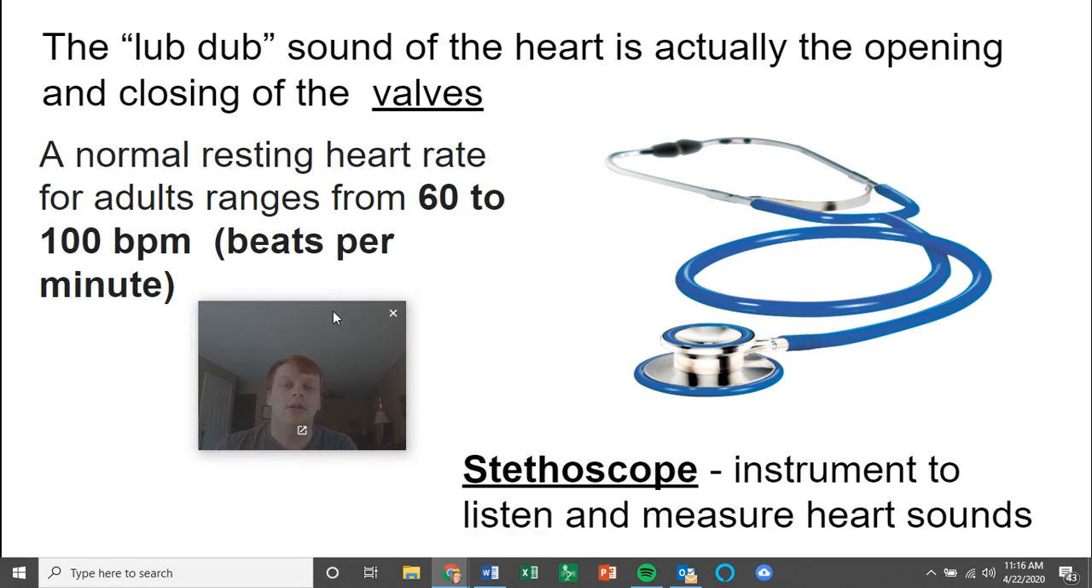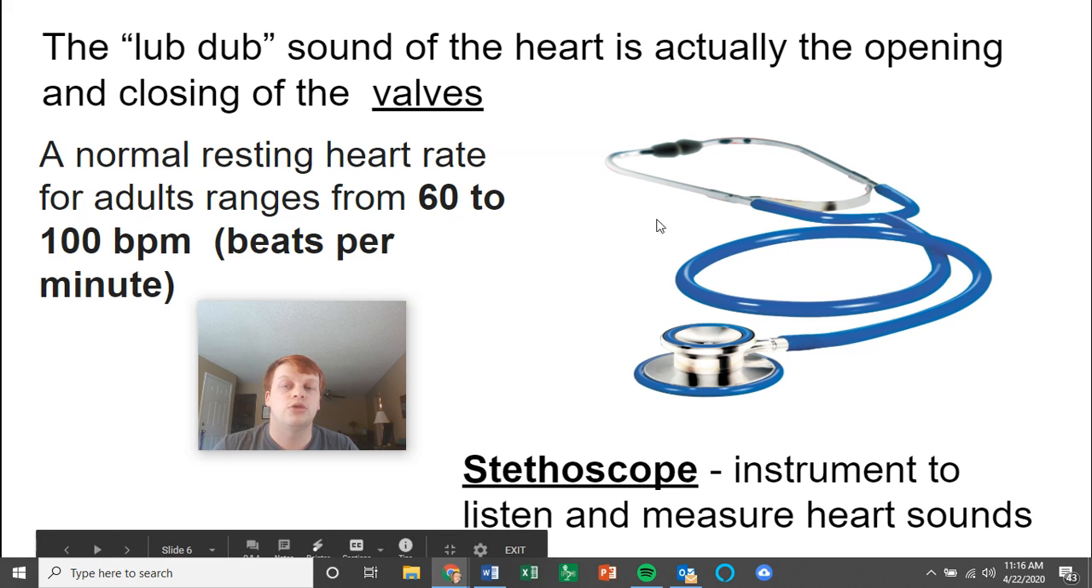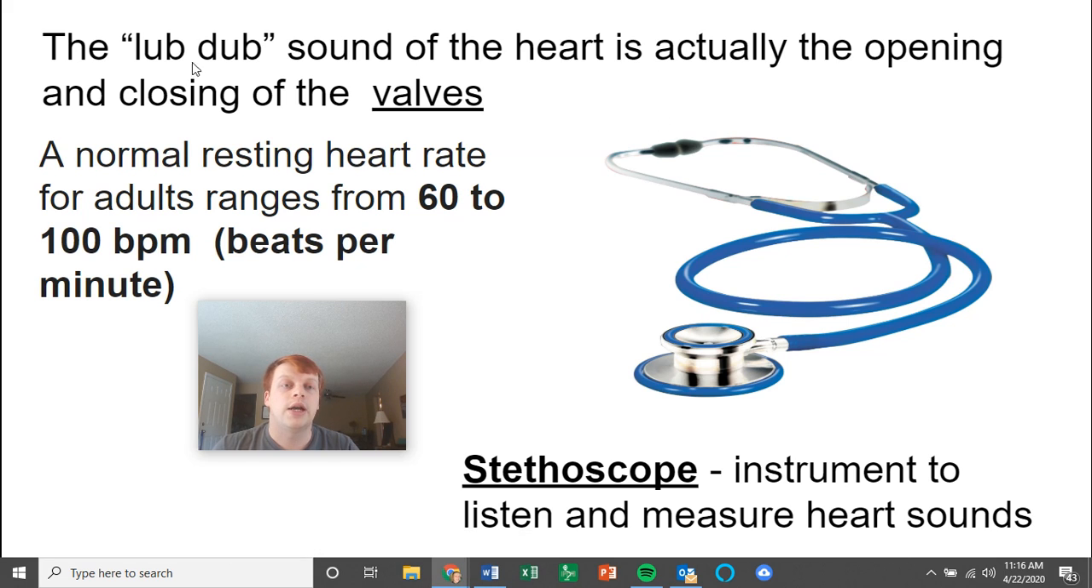Now, there's another tool that your doctor probably uses every time they're checking your vitals. The stethoscope is an instrument that we use to listen to the heart and measure the sounds that it produces. That lub dub or thump thump sound of the heart is actually the opening and closing of the various valves inside. A normal resting heart rate for adults ranges from 60 to 100 beats per minute. But again, this varies based on life factors and also genetics.